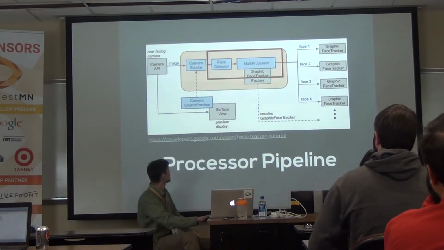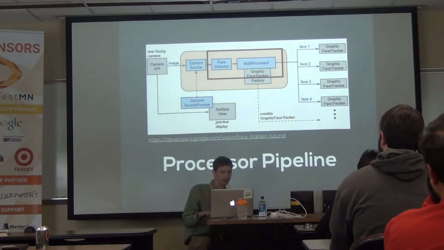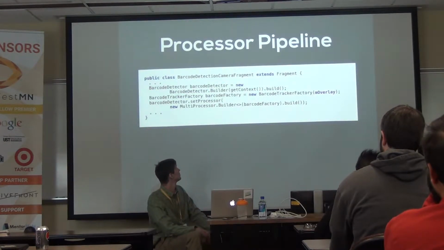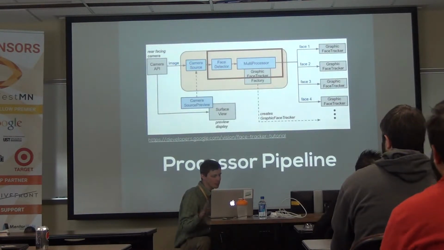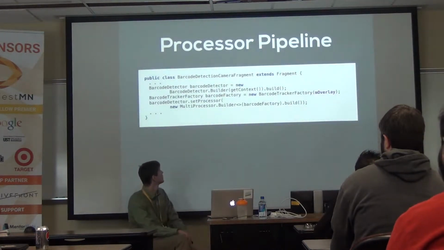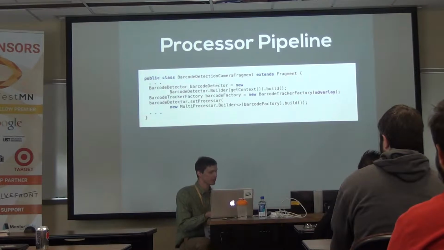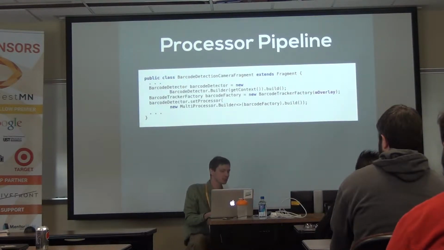We're actually going to start in the middle of this process. We're going to look at the face detector and something called the multiprocessor. So for the face, we're actually talking about barcodes right now. So in the diagram where it says face detector or face tracker, that'll just be the base barcode detector or barcode tracker. So here we have just a basic fragment. During the initialization of it, we can create the barcode detector, and that's very simple. That first line there, really, barcode detector equals, and then you grab the builder for it and just call .build.